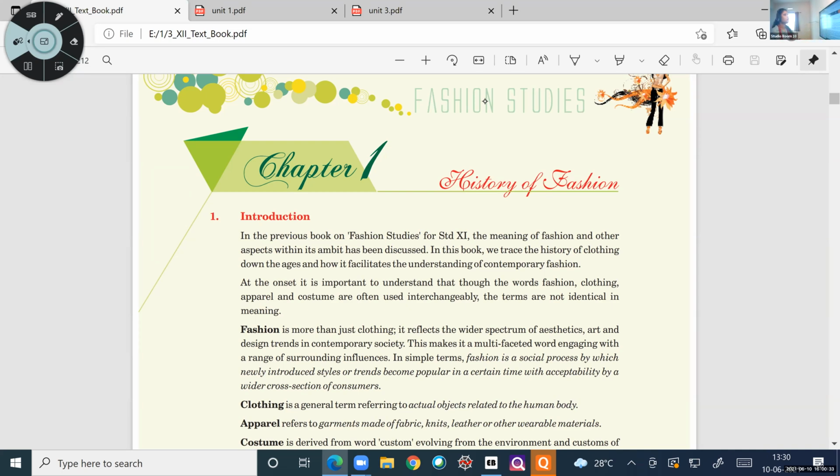So what is the difference between apparel and costume? Or what is apparel? Sana, what is apparel? It's like a garment. Yes, what kind of garment? The garments that we use in our daily life, right?